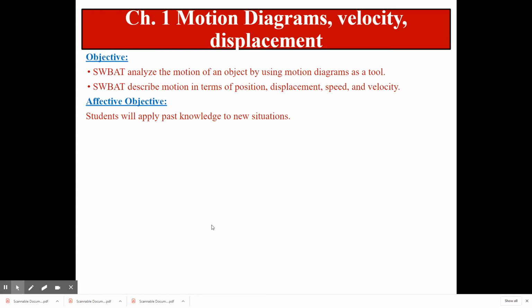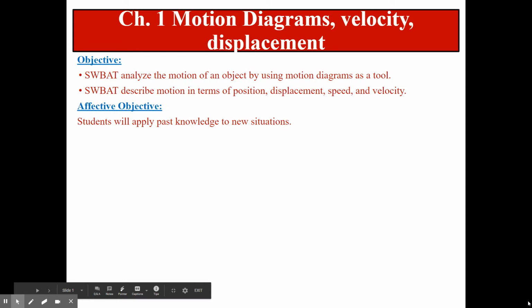Today we're going to start talking about some more physics stuff and get into it more in depth, with an introduction to some physics concepts and terms that we're going to be using throughout the year.